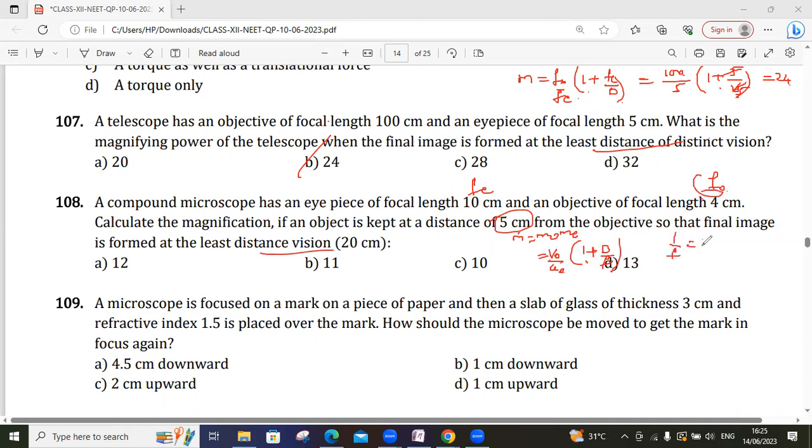You find v for that, 1 by v minus 1 by u. So for objective it is 1 by 4, 1 by v minus 1 by u is minus 5, so plus 5. So 1 by v is equal to 1 by 4 minus 1 by 5, 5 minus 4, 1 by 20. So v will get as 20. So this becomes 20 by 5 into 1 plus d by f. F is 10. Okay, d they have given as 20. If nothing is given, you can take 25. This becomes 2, 2 plus 1, 3. So 5 1 5, 4 is 4, 3 is 12.